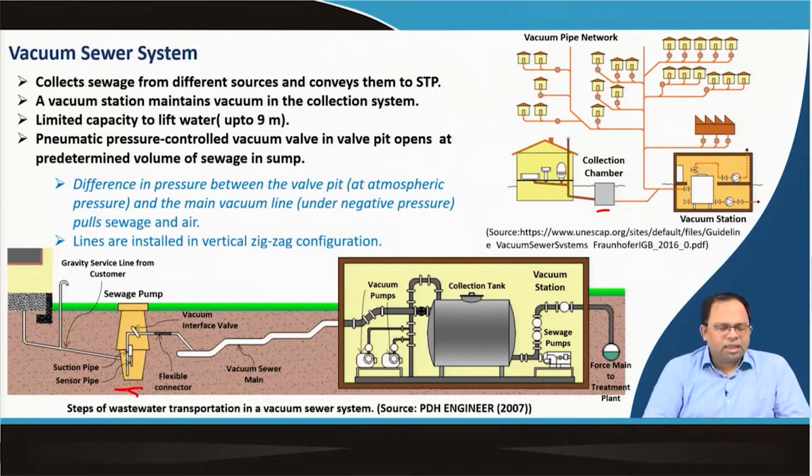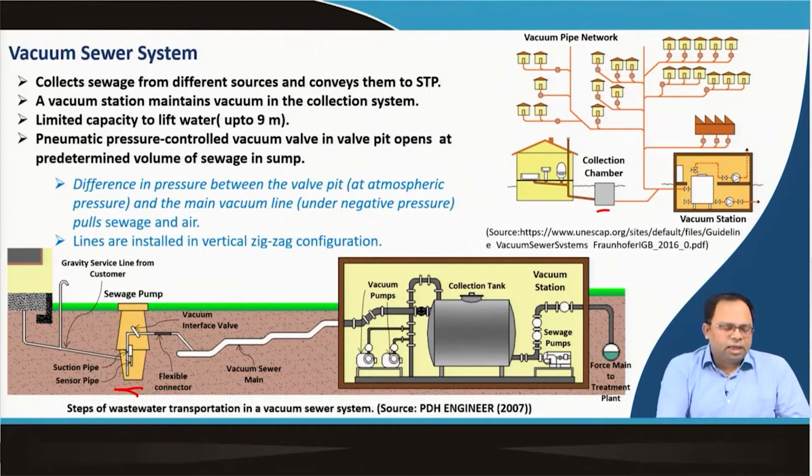Now, the collection chamber is basically a pneumatic pressure controlled vacuum valve in a valve pit, and it opens when a certain amount of sewage gets filled inside this particular pit. Then this pressure controlled vacuum valve opens, and the sewage is sucked into the system. So, the vacuum is always there, but this valve closes this pit. There is no continuous pressure on that particular system. That means the building will not face any kind of suction at the WCs and other places.